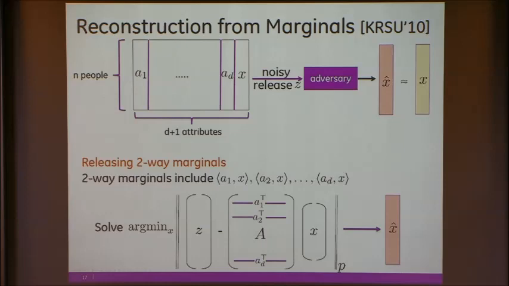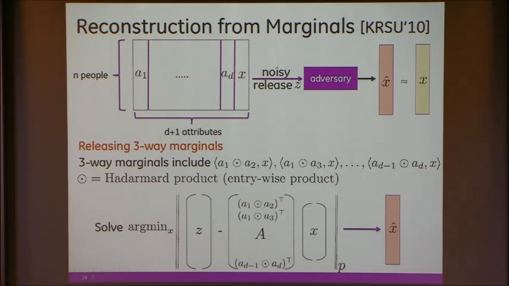That's fairly simple, right? You have this setup where your A's are known, you get your noisy releases Z, and you're trying to infer X. You put P equal to 2 or 1 and solve with either the least squares method or LP decoding, and you get your X hat. That's very well understood.